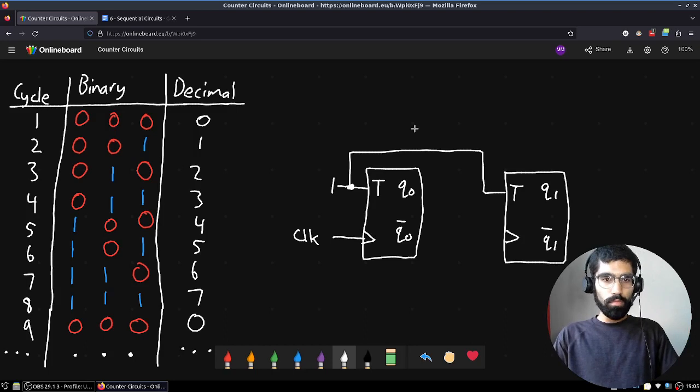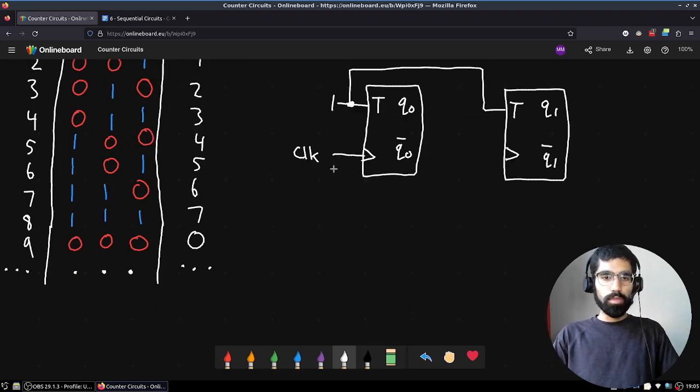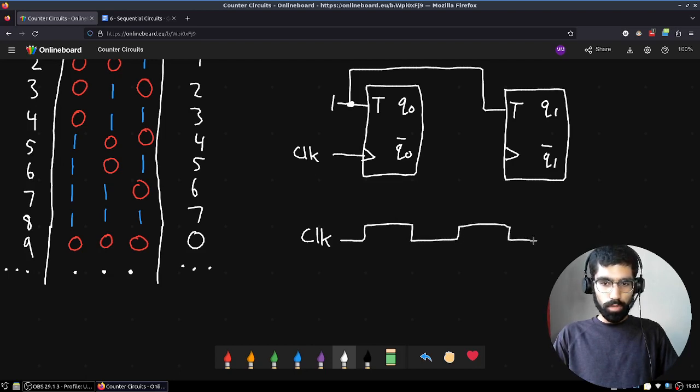Hmm. To think about it a little bit, I'm going to just quickly write out the clock signal over here. So let's say it toggles like so at this rate and so on.